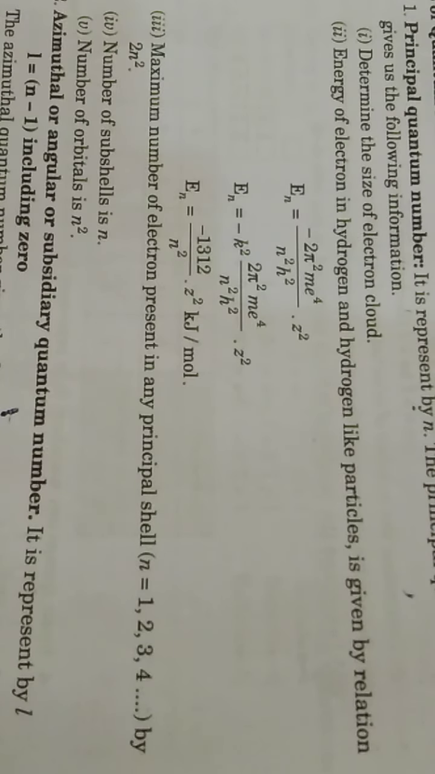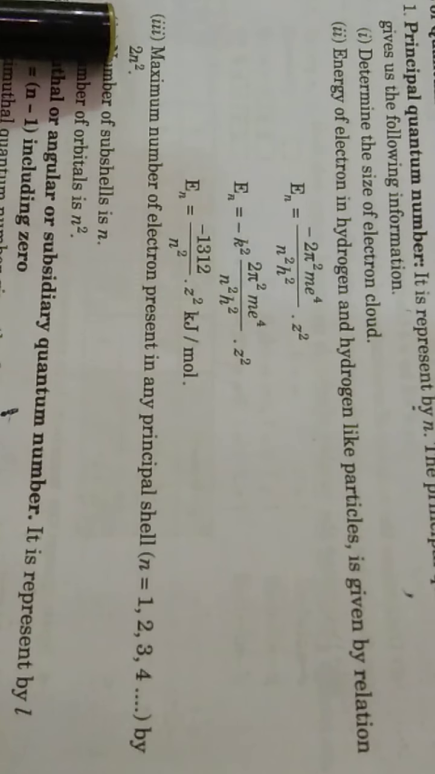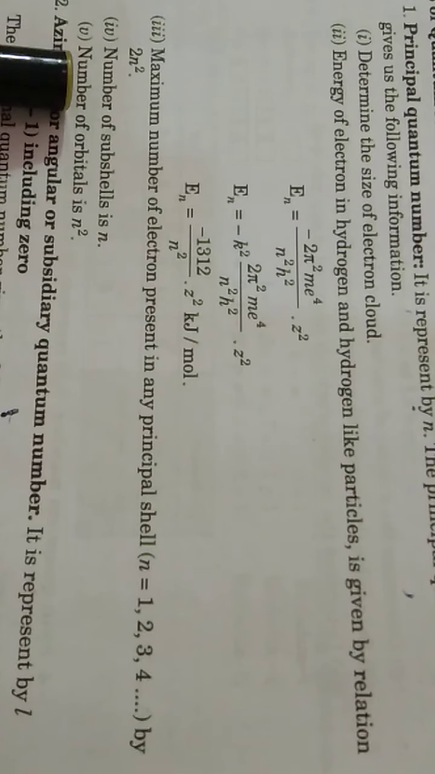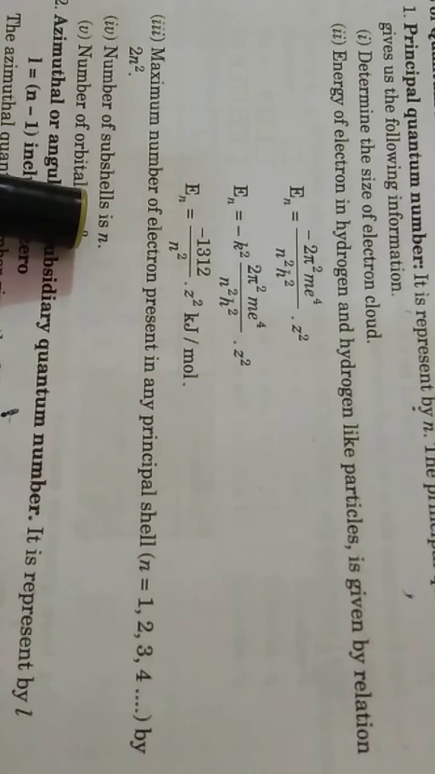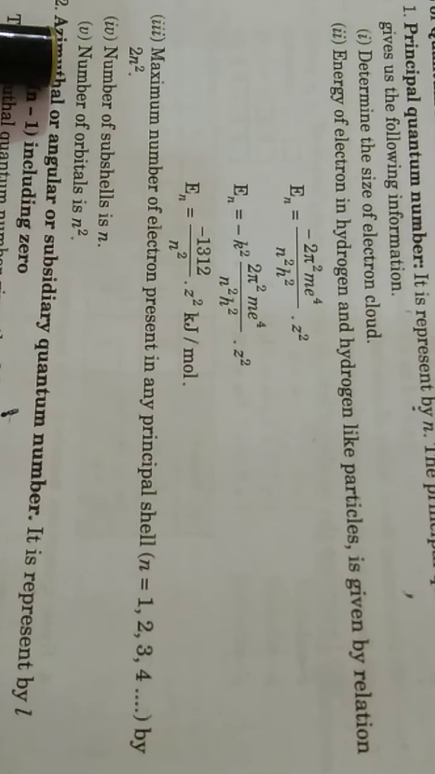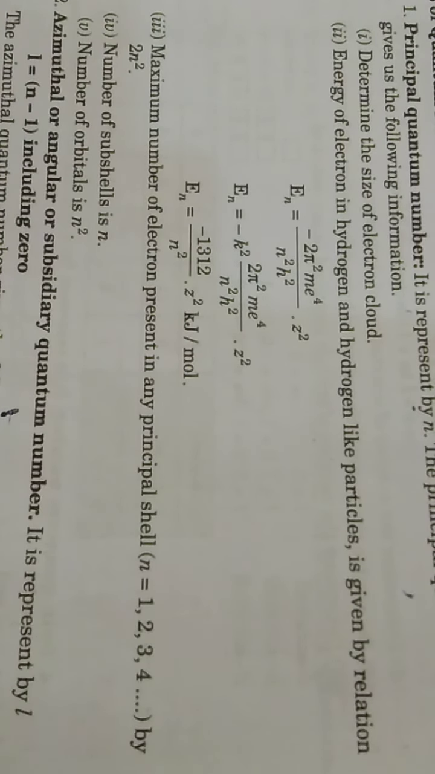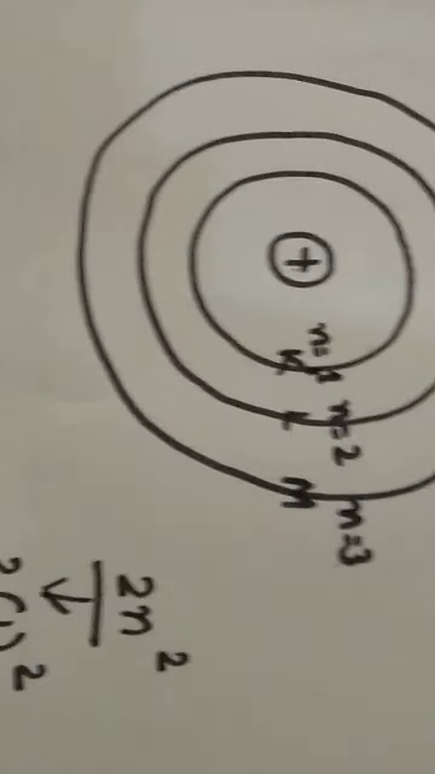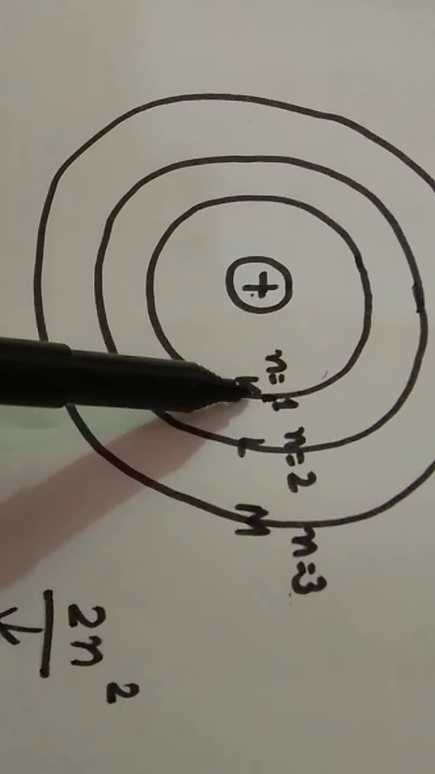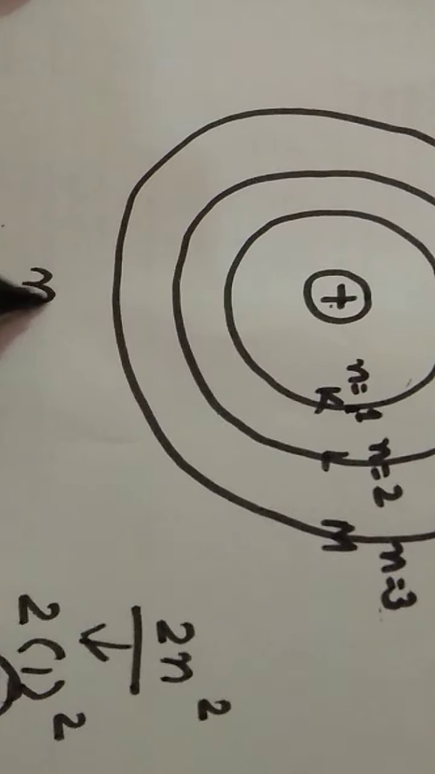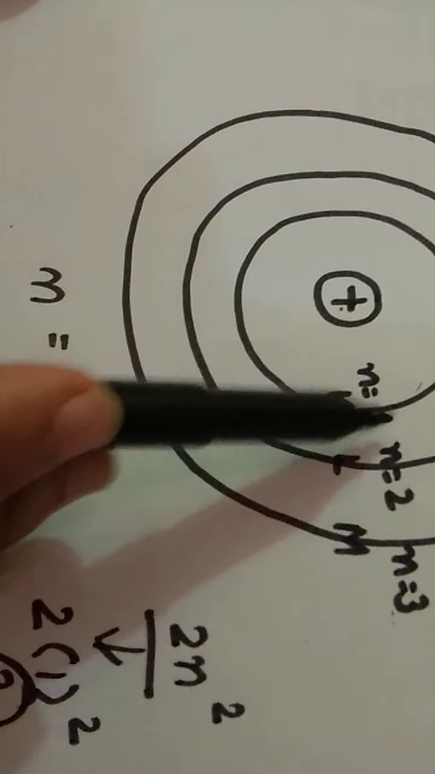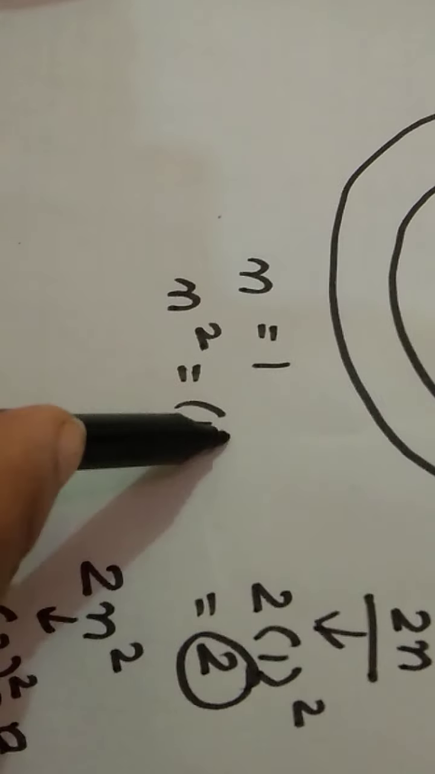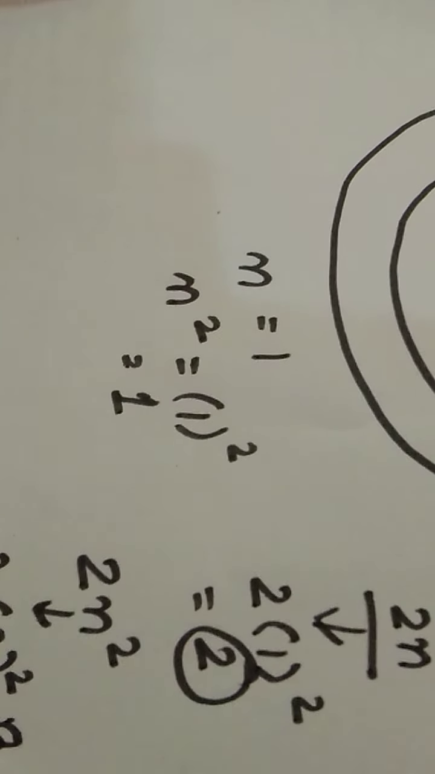So it will tell you the maximum number of electrons that can be accommodated in the principal shell using the formula 2n square. It will also tell you the number of subshells is n and the number of orbitals is equal to n square. Suppose, children, you want to know the number of orbitals associated with n is equal to 1. To find the number of orbitals for the first shell, it will be n square, that is 1 square. So it is equal to 1.